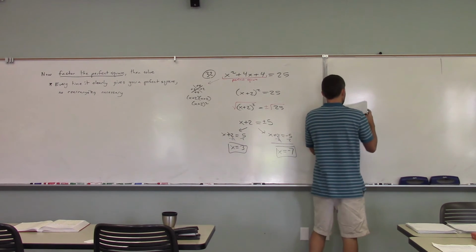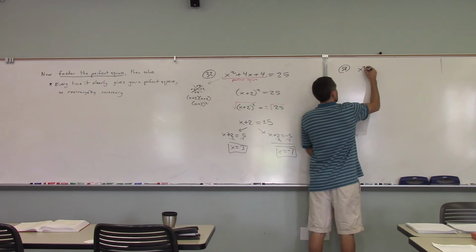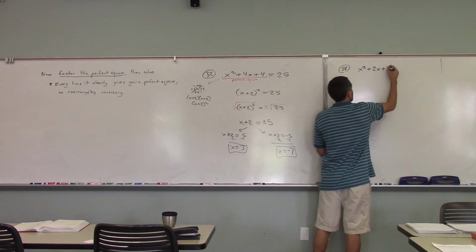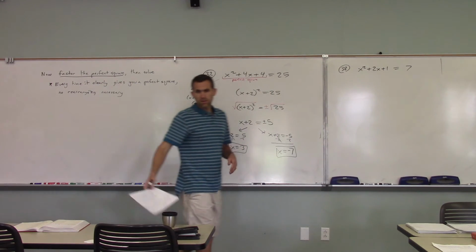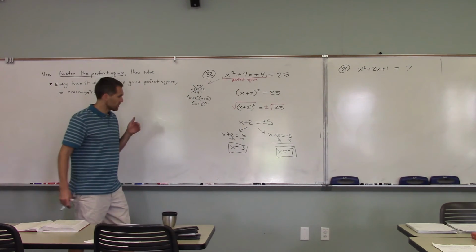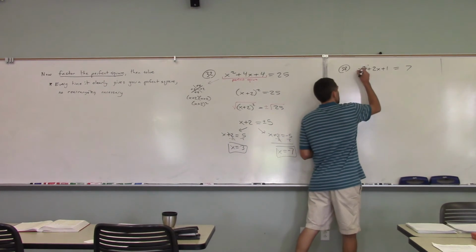All right, here's 38. That's x squared plus 2x plus 1 equals 7. So again, they clearly give you a perfect square. They don't hide it. It's right there.